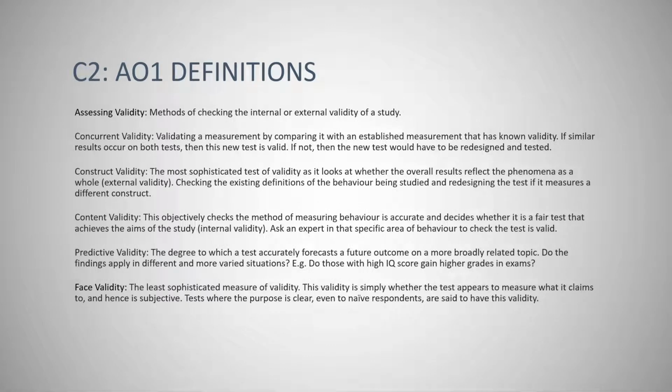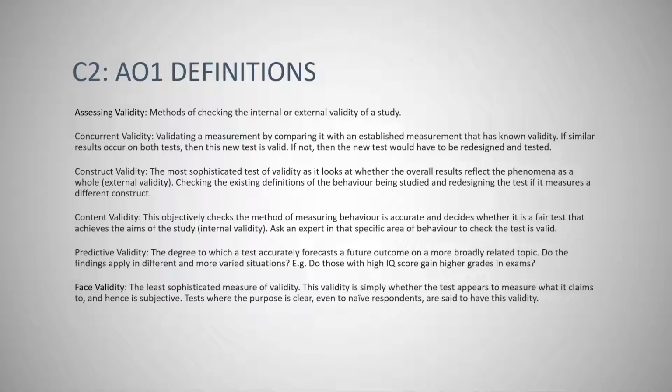So assessing validity, methods of checking the internal or external validity of a study. Concurrent validity is validating a measurement by comparing it with an established measurement that has known validity. If similar results occur on both tests, then this new test is valid. If not, then the new test would have to be redesigned and tested.